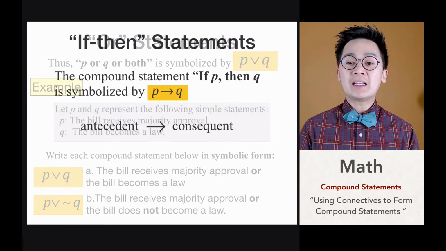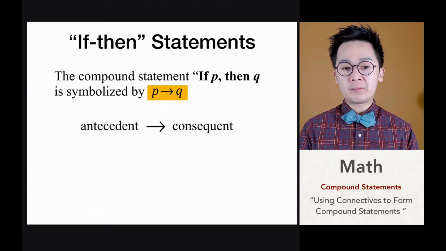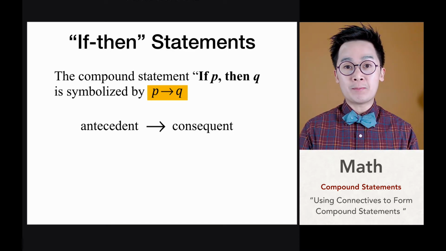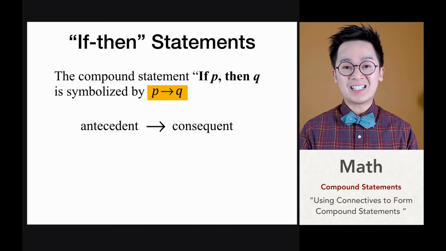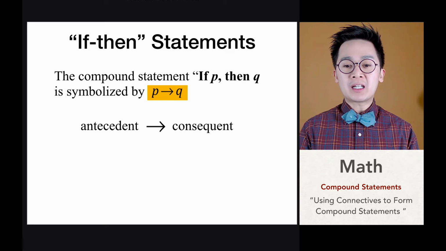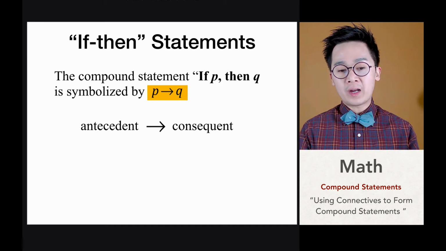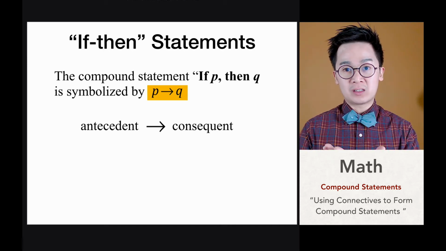Now let's move on to the third connective that we're going to be using, which is if-then statements. So the compound statement "if P then Q" is symbolized by P → Q, which you are seeing right now as an arrow going towards the second statement. In this particular statement, which is also known as a conditional statement, we have two different statements. One is the antecedent and the other one is the consequent.